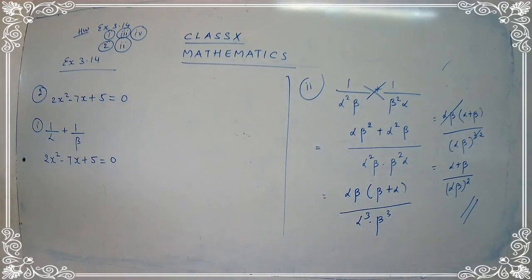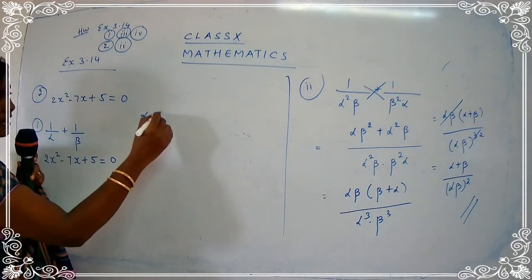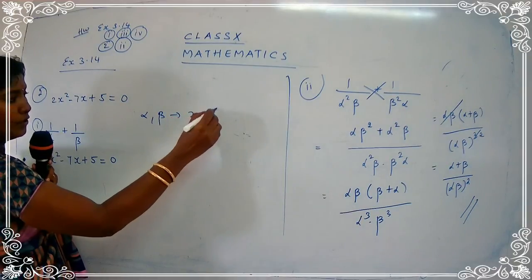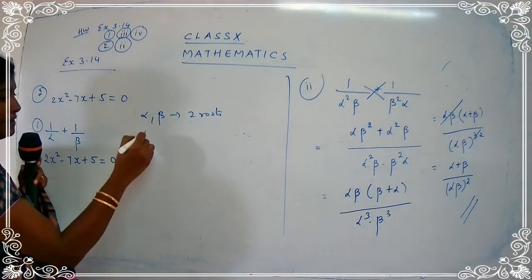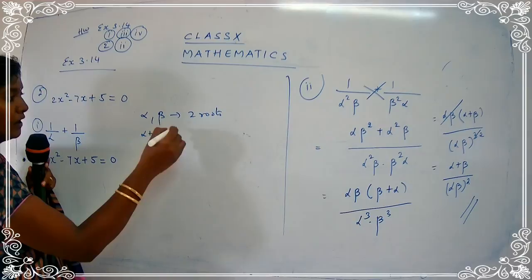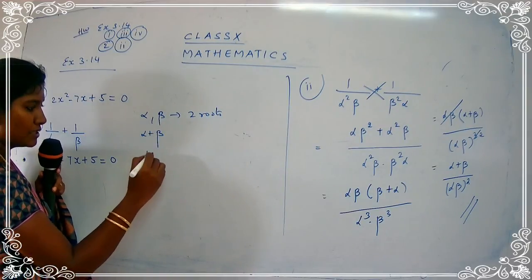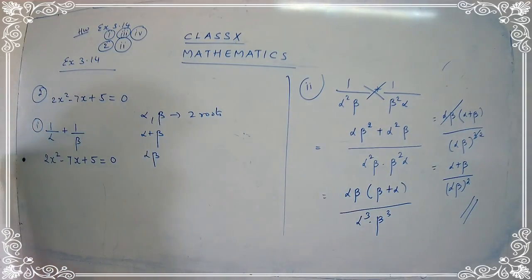Remember these two things? I have told you that we always have to find the sum of the roots and also the product of the roots. What are the two roots given to you? Alpha and beta are the two roots. So what are you going to find? The sum of the two roots, that means alpha plus beta, and also the product of the two roots, that is alpha beta. Clear?